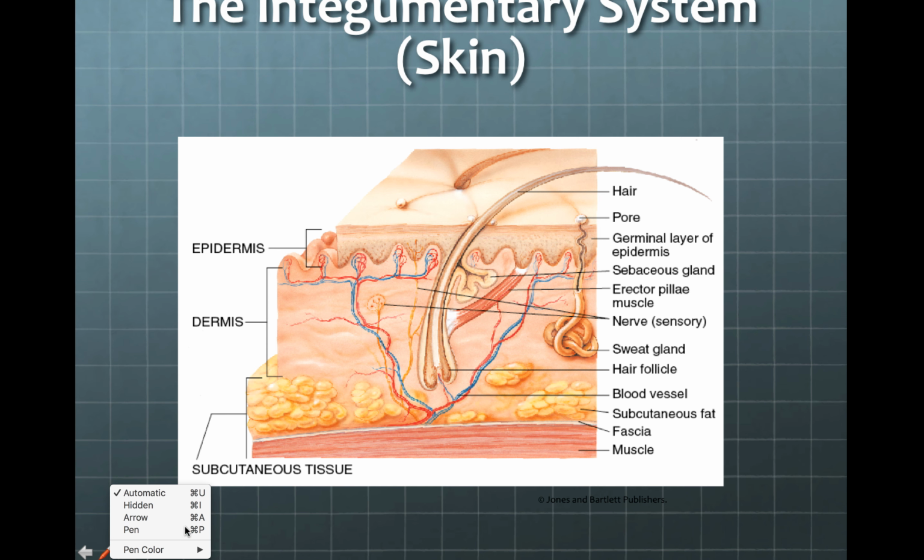Pen, there we go. All right, so you can see the various layers. The subcutaneous layer is going to be immediately below the dermis. And then you have this one layer here that separates the subcutaneous from the muscle, and that's called the fascia. And the fascia is this very tough tissue. And I'm sure a lot of you have probably experienced this.